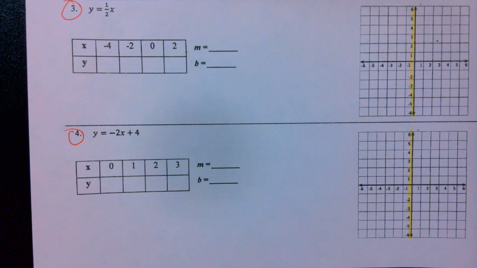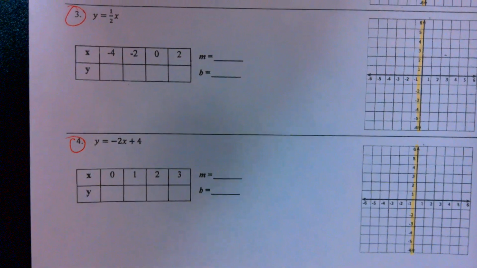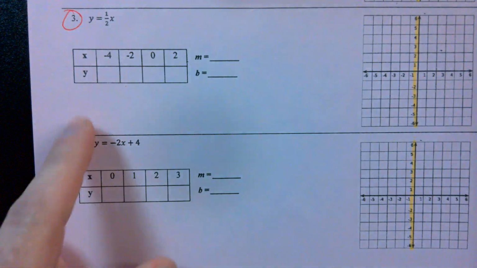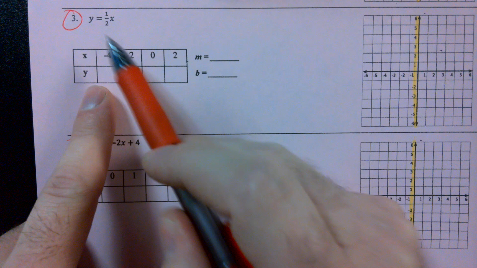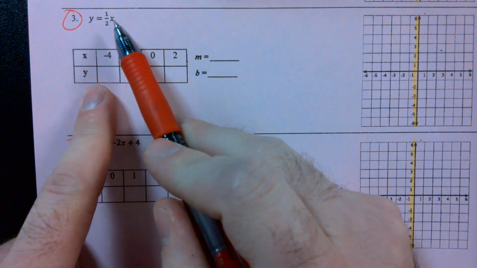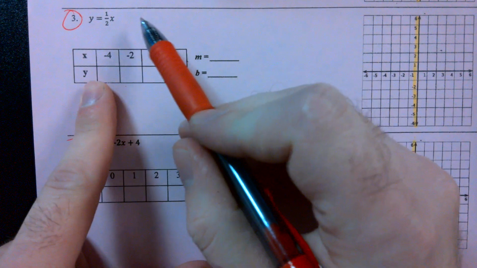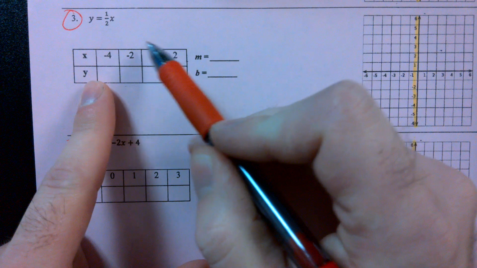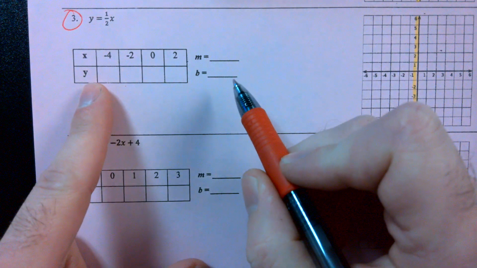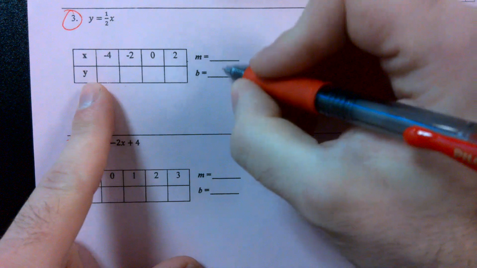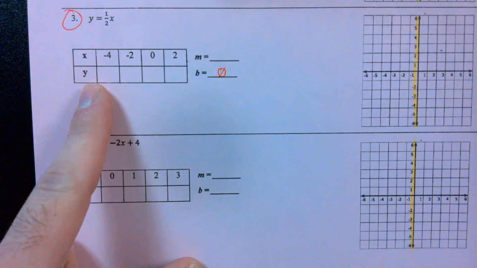Okay. So number 2. Sorry, I'm tripping. Number 3. All right. I've got all 4 of my x values here, or my inputs. I've got my equation y is equal to 1/2 x. What do I notice is missing on my equation? The b. So when I don't have a b value, what do I know b is equal to? 0. What's my slope for this line?